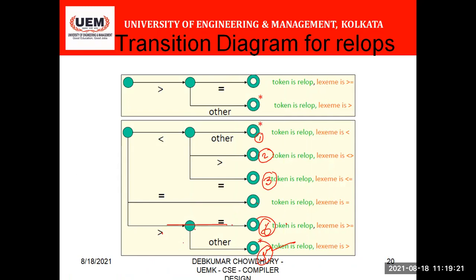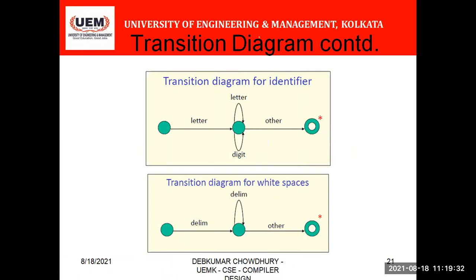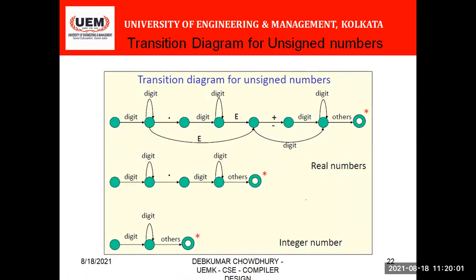Relop stands for relational operators: REL stands for relational, OPS stands for operators. So look at this relational operators transition diagram. Then other characters, then I should move over there. Then a delimiter, blank space, white space, or new line, etc. If there is a delimiter, I should stay there, and after the delimiter, if I find a character or something like that, I can reach the final state. So this is how the transition diagram can be designed.